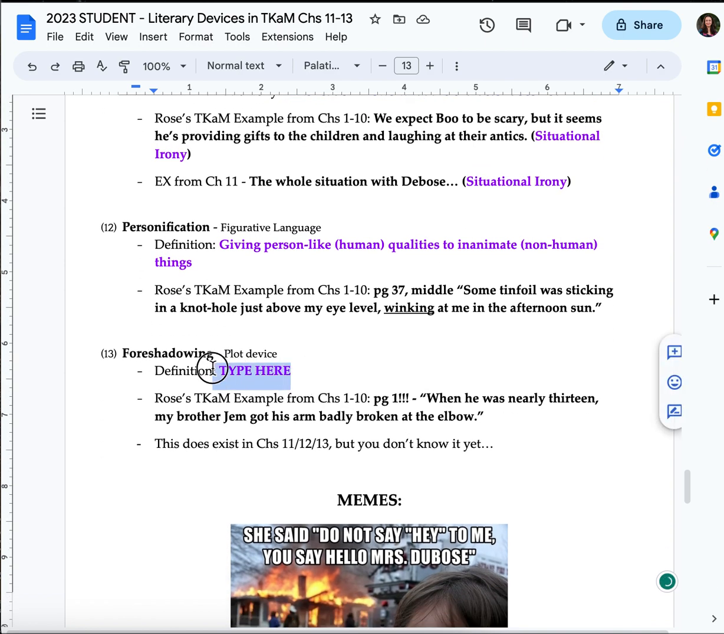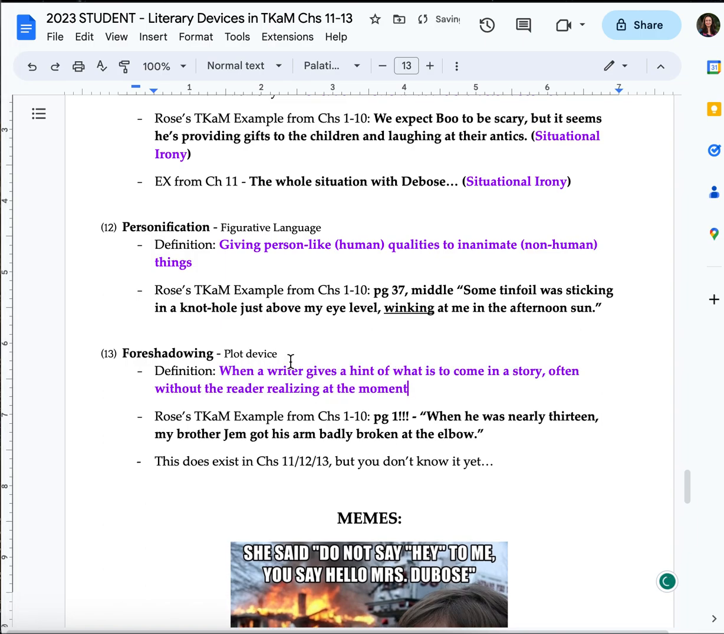And finally, we have foreshadowing. Oh, I don't have to type it. Silly Rose, that's the whole point of the copy and paste move you got going on here. Blam. Pause. Great. Foreshadowing is when a writer gives a hint of what is to come in a story, often without the reader realizing it at the moment. So for example, chapter 1, the very first line of the book says, "When he was nearly 13, my brother Jem got his arm badly broken at the elbow." We are still waiting to figure out how Jem breaks his arm.